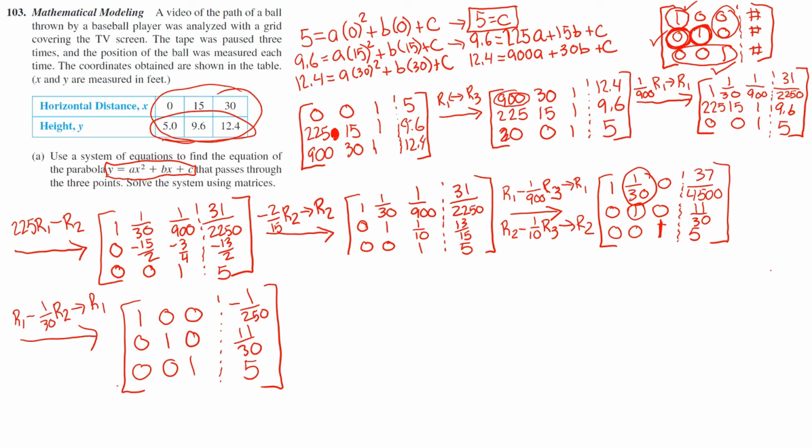So our final equation will be y equals negative 1 over 250 x squared plus 11 over 30 x plus 5, just by replacing a, b, and c.